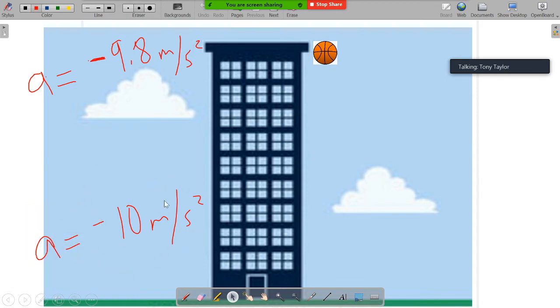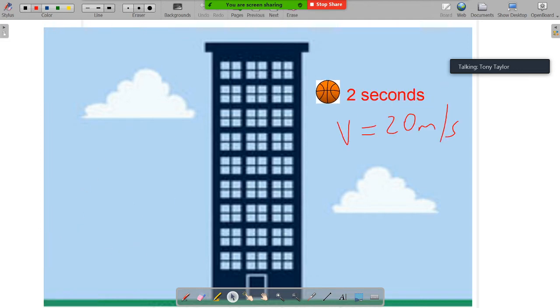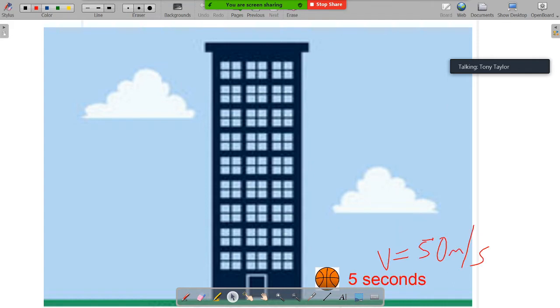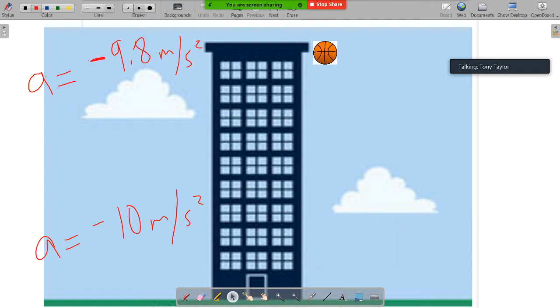So for every second the ball is in the air, notice it increases its velocity by 10 meters per second. So that is the acceleration of gravity. And guys, the important thing is that the real value is negative 9.8 meters per second squared. I just rounded it to negative 10, but the actual value is 9.8. And of course, the negative just tells me that the ball is accelerating downward, which we call the negative direction.